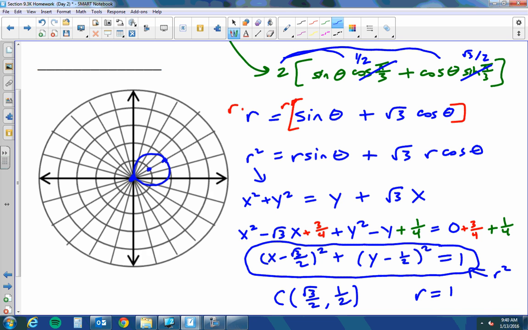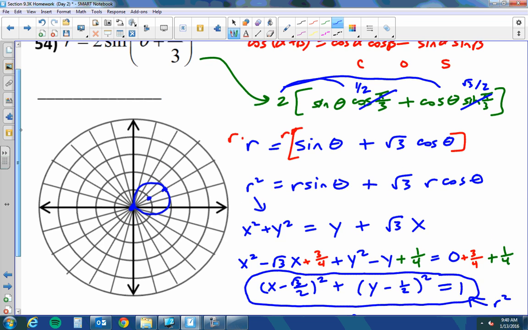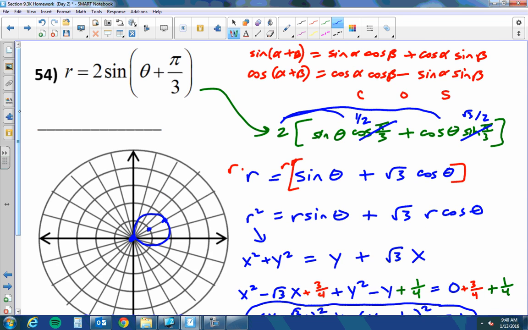Now, yes, that was a lot of work. So, after we see this finished product, any idea how you could have known that the circle would be there based on the original equation? Right. First of all, tell me this. If this wasn't there at all, which way would that circle be drawn?